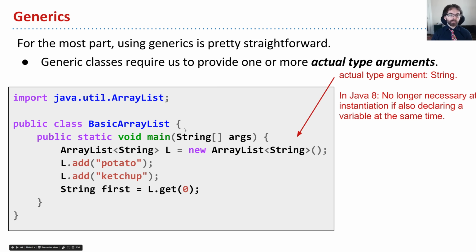argument. So if I have, for example, an array list that someone defined that has some type parameter, then we will provide actual type arguments. And here I've put it both in the declaration and in the instantiation, though of course we learned earlier that in Java 8 it's no longer necessary at instantiation to do so, as long as we're declaring a variable at the same time, because Java will infer that.